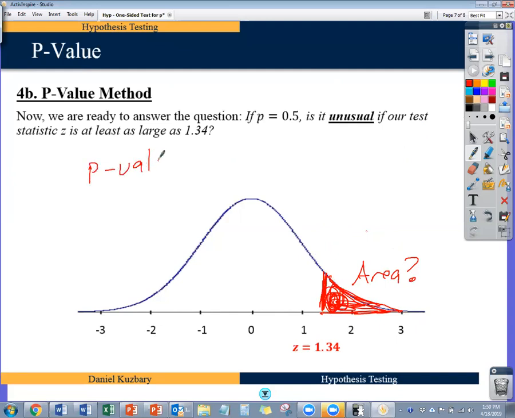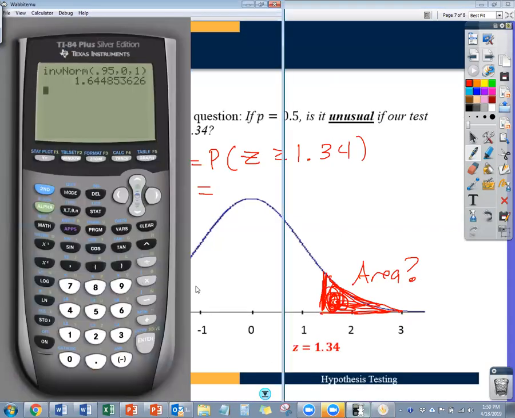So the p-value is the same thing as the area of this red region that I just shaded, which is the probability that Z is at least as big as 1.34. So all these things mean the same thing. This area, this probability, and the p-value, they should all be the same number. And I'm going to find that using normal CDF. So normal CDF, I'm going to start at 1.34 and go all the way to 9999, using the standard normal distribution. Start at 1.34, go all the way to some big positive number. Mean 0, standard deviation 1.